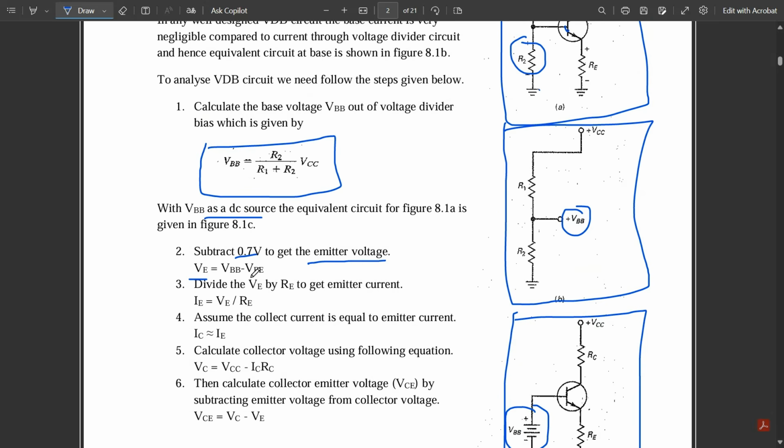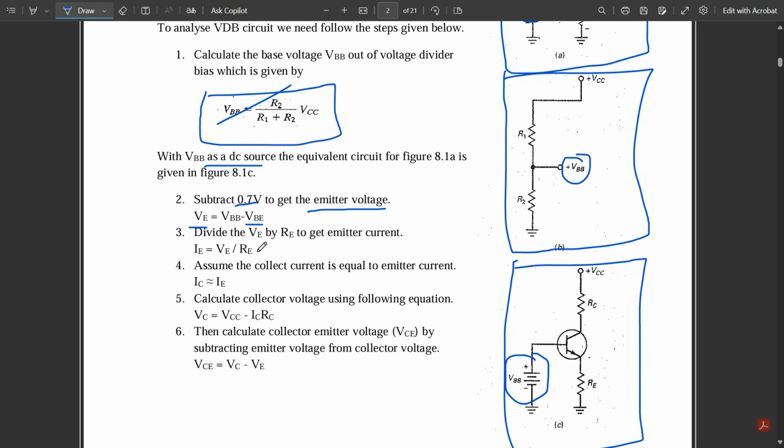So this VBE is fixed, that is 0.7 volt. Okay. So first step is, by doing this formula, you would be getting the value of VBB. Then that VBB you substitute in this equation, VBB minus 0.7 volt. VBE has a fixed value, that is 0.7 volt. VBE is equal to 0.7 volt. You should be remembering that point. Okay, then we would be getting the emitter voltage.